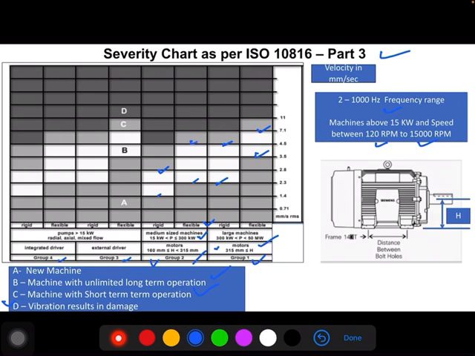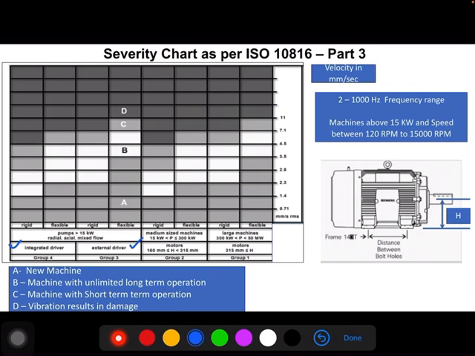Similarly, group 3 and group 4 mainly consist of pumps having more than 15 kilowatt. Pumps may be radial, axial or mixed flow. If it is group 3, again there are mainly 2 criteria here for the pumps: one is an integrated driver, an integral part of the pump, or there is some external driver for the power input to the pump. If it is an external driver and comes under group 3, a pump having more than 15 kilowatt.